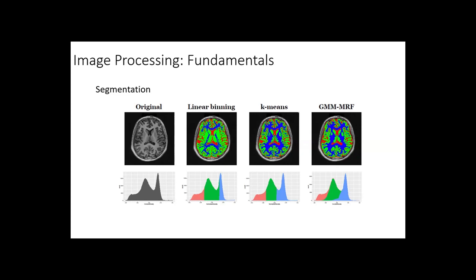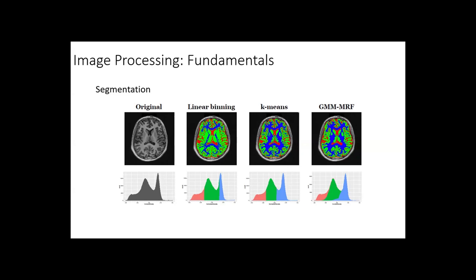So we study the intensity distributions. Basically we see there are three clusters. This is probably related to the background, this is gray matter, and this is the white matter. But the challenge is there's some region we call the partial volume.